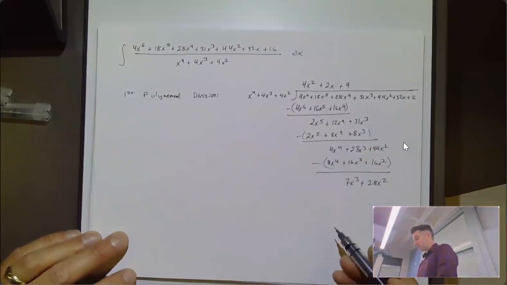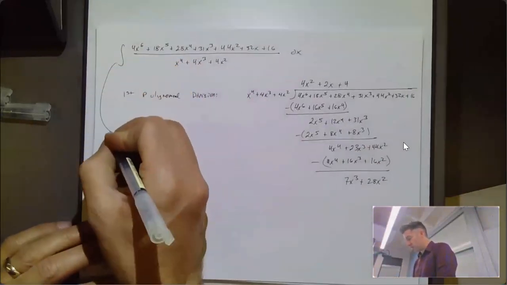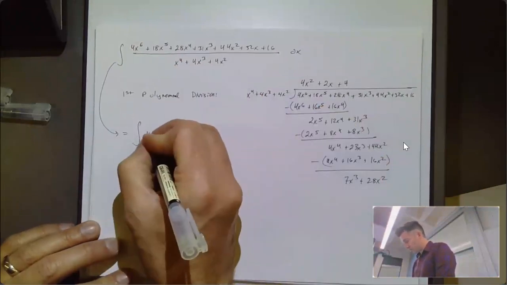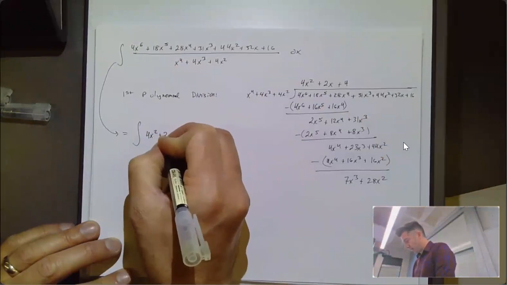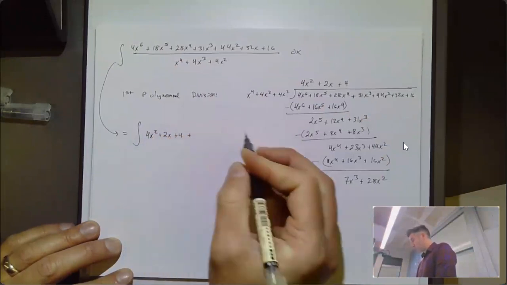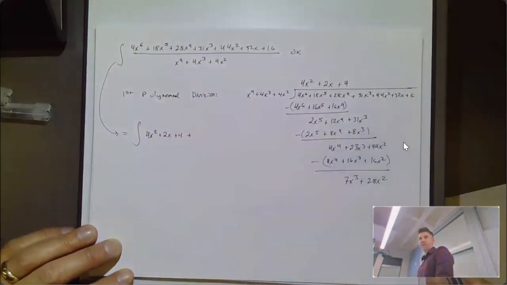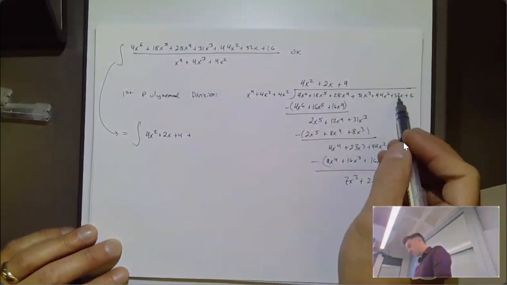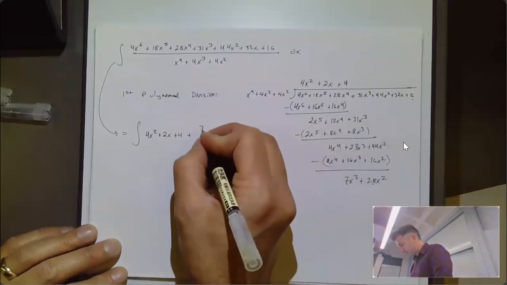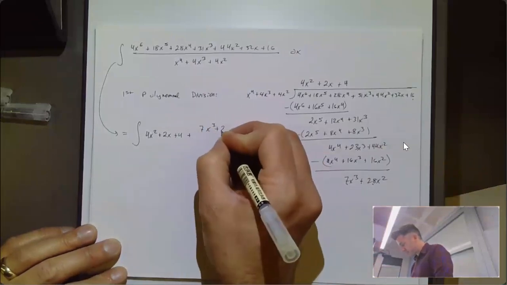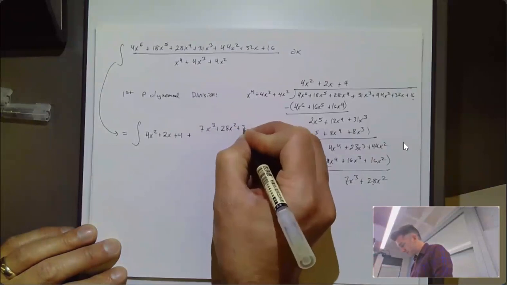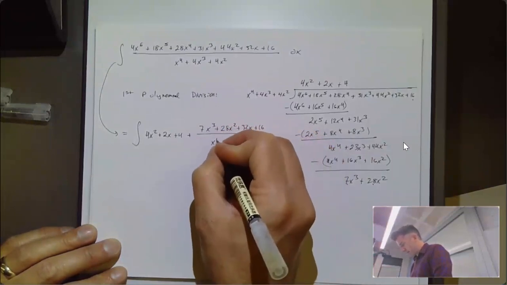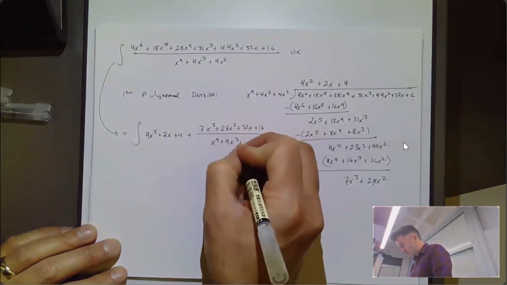So this tells me that I can rewrite this integral as the integral of this quotient, 4x squared plus 2x plus 4, plus the remainder, which, okay, I guess you could bring down the last two things to see what the remainder is. The remainder is going to be 7x cubed plus 28x squared plus 32x plus 16, divided by this denominator, x to the fourth plus 4x cubed plus 4x squared.